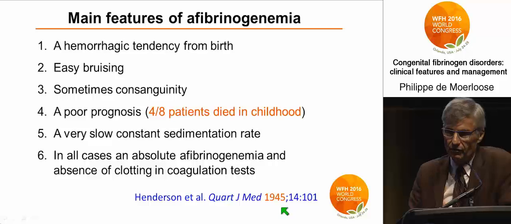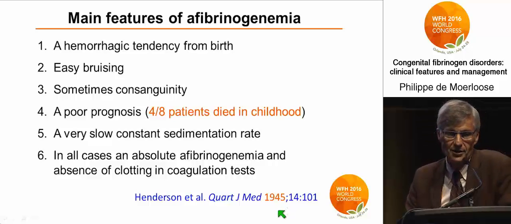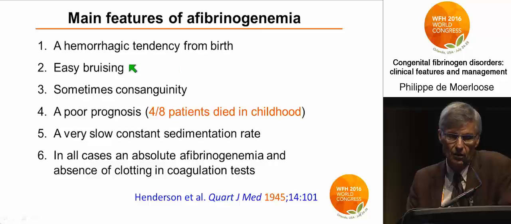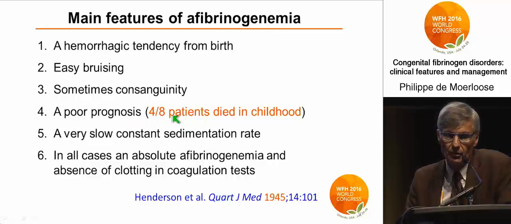Already in 1945, it's a long time ago, Anderson and others described afibrinogenemia. What they said was: hemorrhagic tendency from birth, easy bruising, sometimes consanguinity. And clearly there is a selection bias, but I draw your attention to that: 50% of the patients had died in childhood.